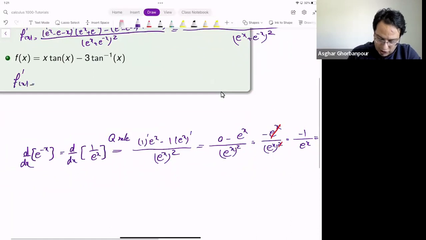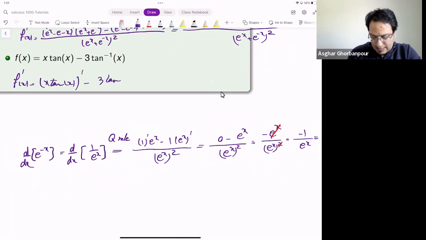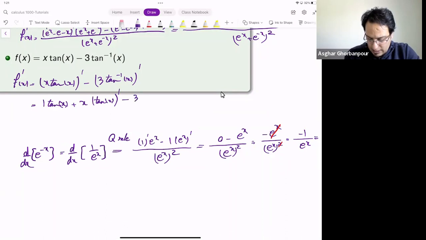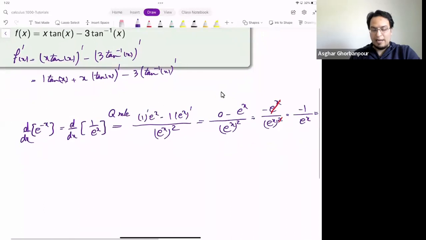The derivative of this function will be the derivative of the first one minus the derivative of the second one. And then I have a product. Derivative of the first one is 1 times the second plus the first one times the derivative of tan x. I'll just write it there. Then you use the constant multiple rule. This is this guy.